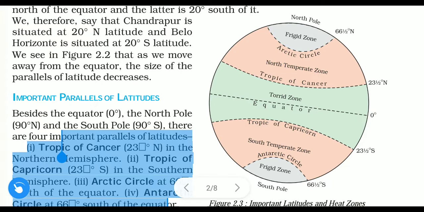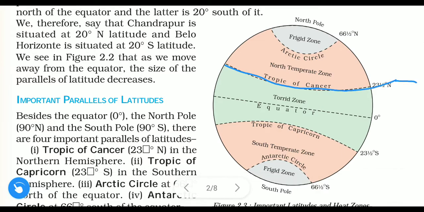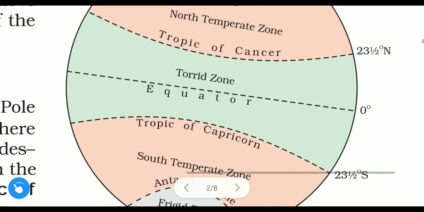First one is the Tropic of Cancer, which is at 23.5 degrees in the north. The second one is the Tropic of Capricorn, which is at 23.5 degrees in the south. Both of these are parallels and at an equal distance from the equator. So these are the two parallels of latitude.